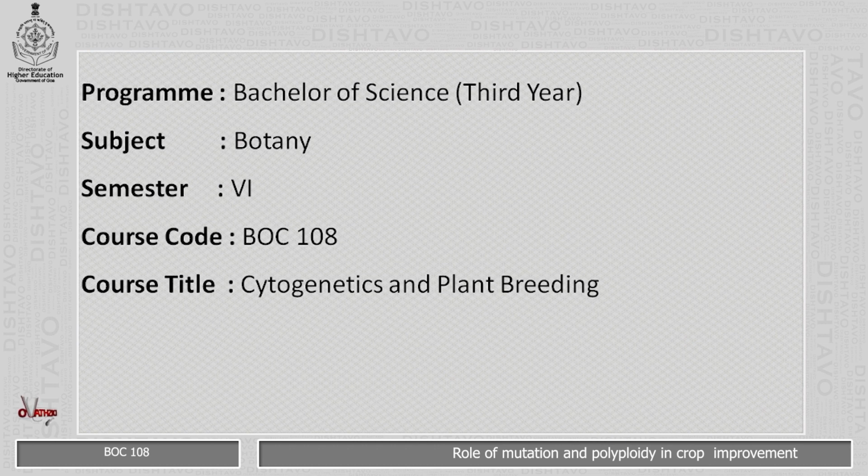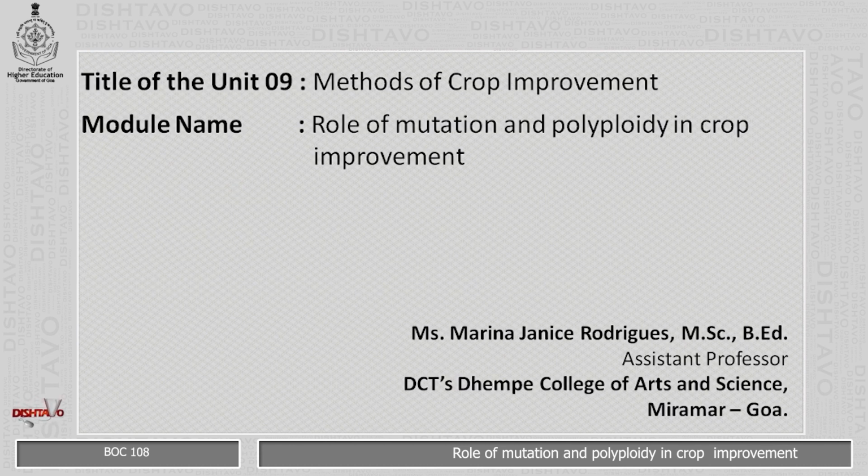The subject is Botany, Semester 6, Course Code BOC 108, Course Title Cytogenetics and Plant Breeding. This is Unit 9, Methods of Crop Improvement. The module name is Role of Mutation and Polyploidy in Crop Improvement. I am Ms. Marina Janice Rodriguez, Assistant Professor in DCT's Dempi College of Arts and Science, Miramar, Goa.